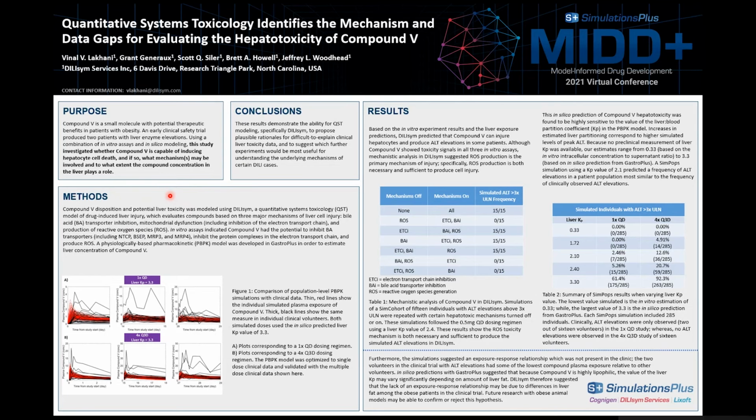The second big piece of information DILIsym requires is the exposure then of the compound in the liver. So now we know, to evaluate that, we go to our sister division's flagship software, GastroPlus, to build a physiologically based pharmacokinetic, or PBPK model, to estimate the liver concentration of our compound.